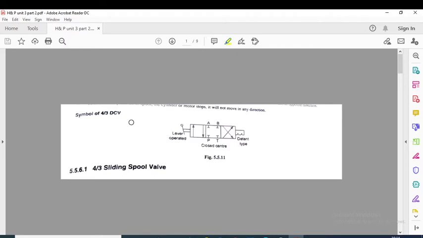You already know the meaning of this 4 by 3 is the 4-way and 3-position direction control valve. You can see here this complete diagram of the 4 by 3 direction control valve. This direction control valve is lever operated, that's why we show this lever here, and this is the detent type. These three rectangles are the 4 by 3 direction control valve, and these three are the 3 positions here.